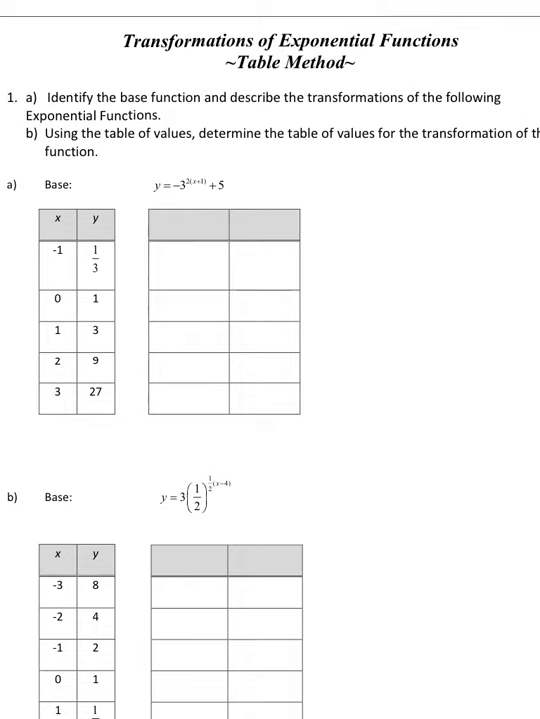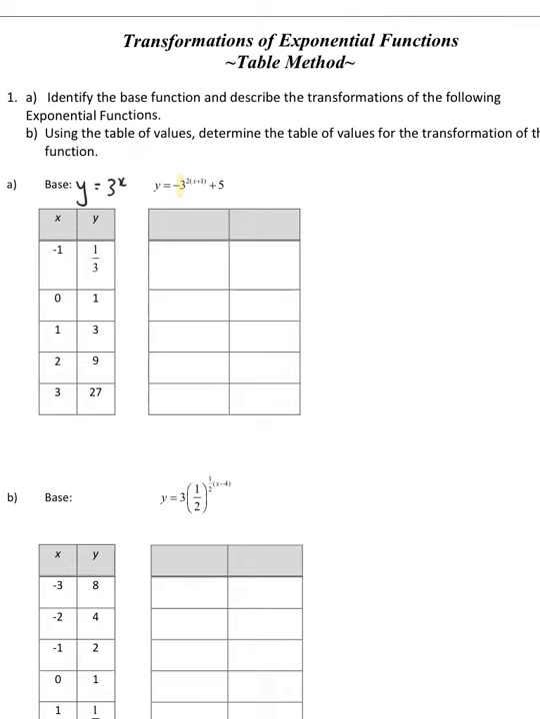So in the first question, this is the equation with the transformations. So the base we see is 3. So that means the base function is y equals 3 to the exponent x. And this table is given to us. And I just went from -1 to +3. And those are the corresponding y values.